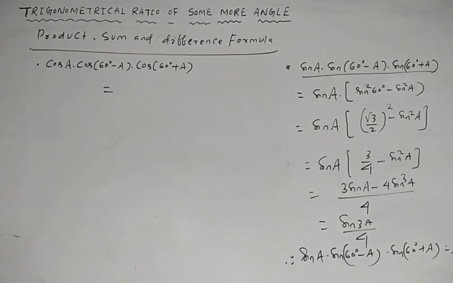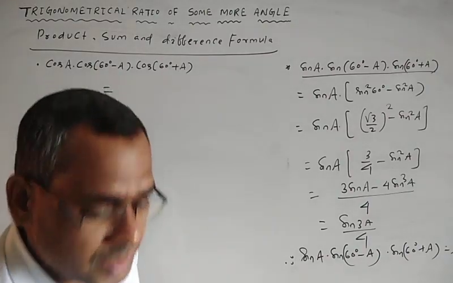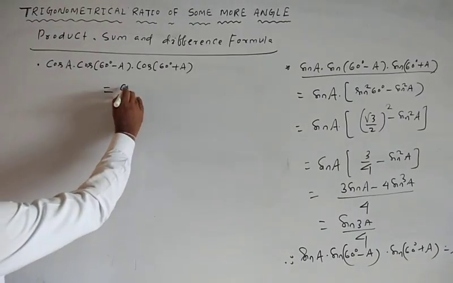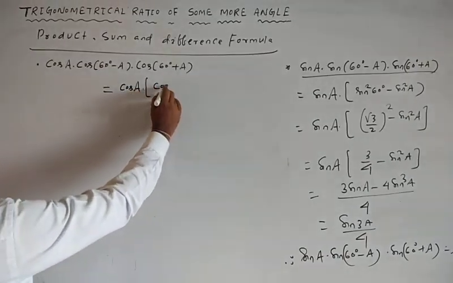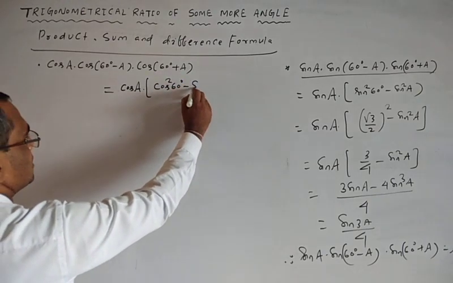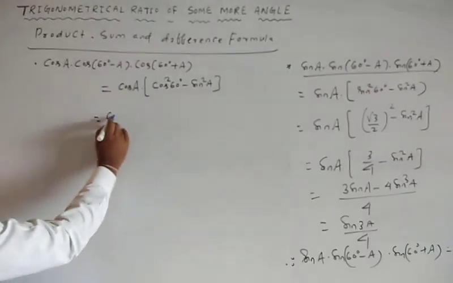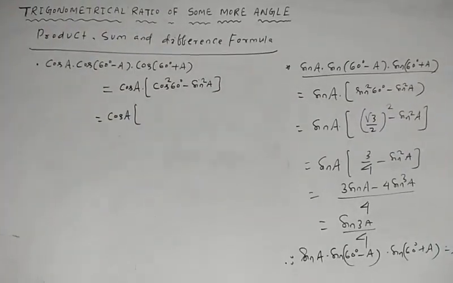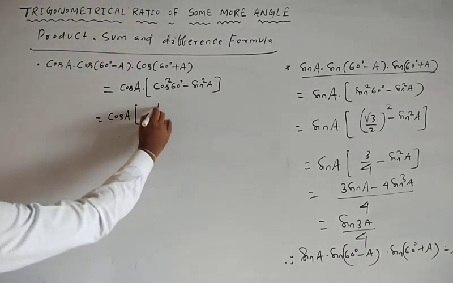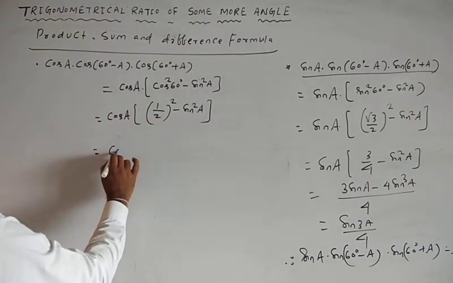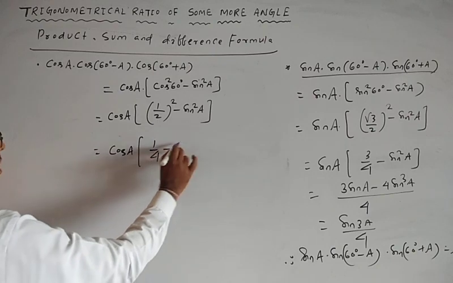Now cos A into cos 60 degree minus A into cos 60 degree plus A. Okay, use this formula: cos(a plus b) into cos(a minus b) equal to cos square a minus sin square b. So this is equal to cos A into cos square 60 degree minus sin square A, where a means 60 degree and b is equal to A. So this is equal to cos A into, you know, cos 60 is equal to what? 1 by 2. So this is equal to 1 by 2 whole square minus sin square A. So this is equal to cos A into 1 by 4 minus sin square A.